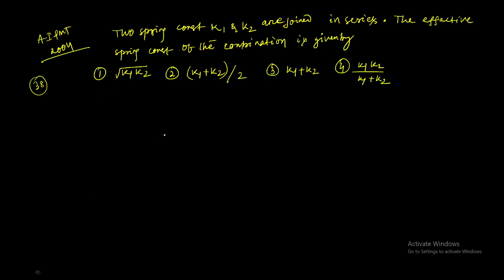We have solved this type of problem to find out the time period also. Now 38. Two spring constants K1 and K2 are joined in series, the effective spring constant. So if it is series, 1 by K equivalent equals 1 by K1 plus 1 by K2. So K equivalent equals K1 K2 divided by K1 plus K2. So option number 4 will be correct.